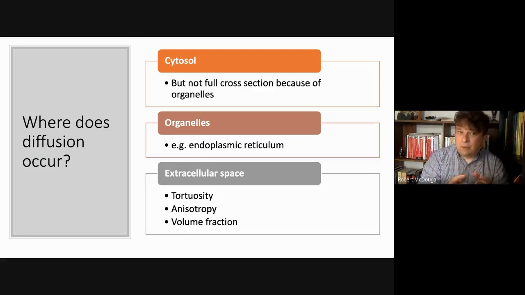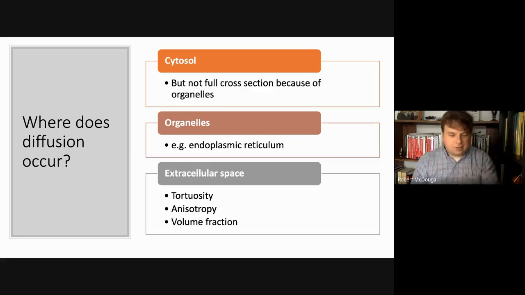So it happens everywhere. It happens in the cytosol. It happens in the organelles. It's going to happen in the extracellular space. I just want to point out, of course, when I'm talking about the cytosol, remember there's stuff inside the dendrite. It's not just a tube of fluid. There's ER in there. So it's not the full cross section. It's just whatever the free part is.